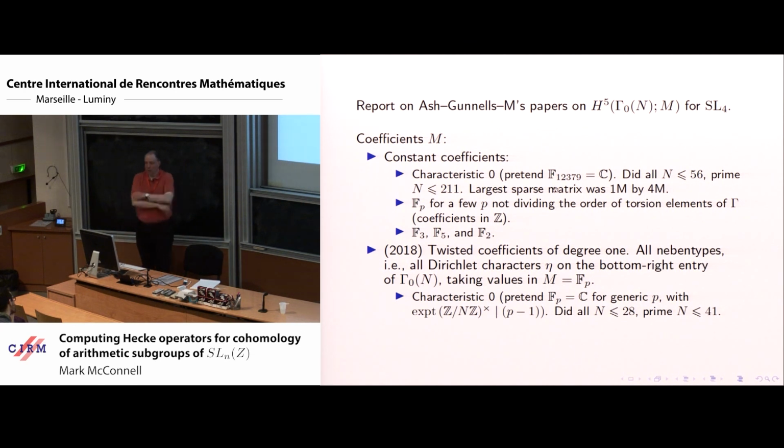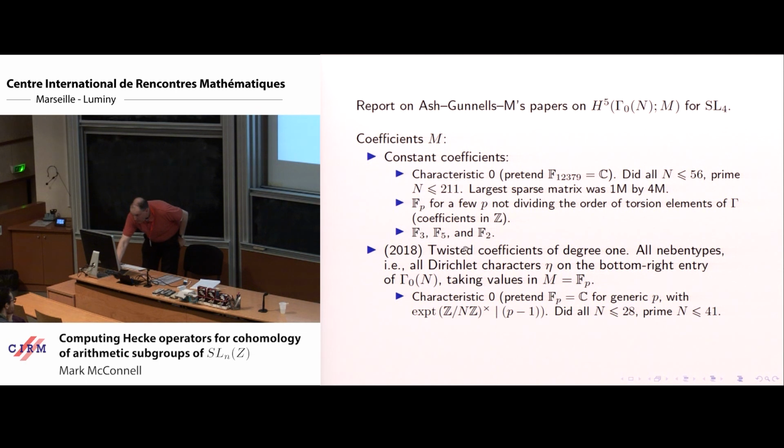For modest sized levels N, those folks can get primes that are very long in their torsion, and we're getting primes like 11 and 17, and well, 11's nice. Then in later projects, we bit the bullet and worked at the primes that divide the order of elements of Gamma, namely 3, 5, and 2.